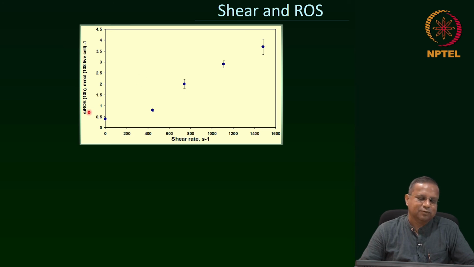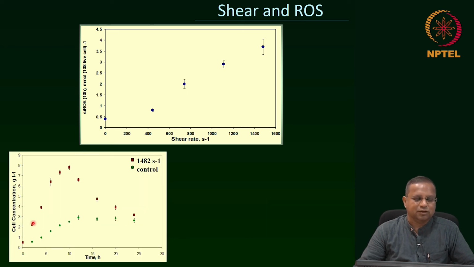You see specific intracellular ROS at a certain point versus shear rate. Okay. As the shear rate increases, the specific intracellular ROS increases, the reactive oxygen species. The effect of shear is possibly being mediated through the reactive oxygen species. We have actually shown it is mediated. This data shows that it is possibly being mediated by specific intracellular reactive oxygen species.